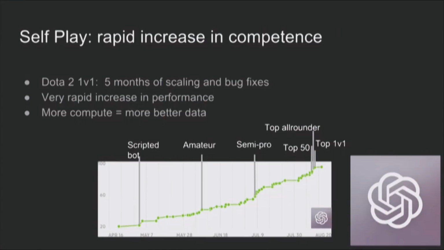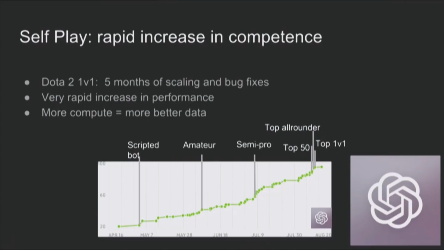And this graph right here shows the true skill, which is essentially the ELO rating of our Dota bot as a function of months. So in April it was totally bad.